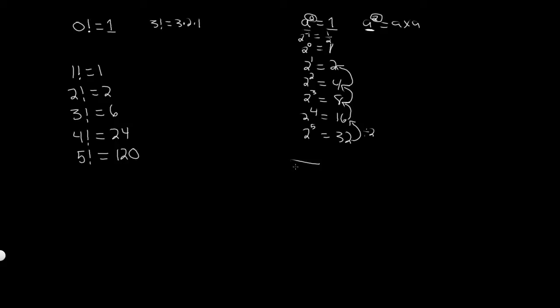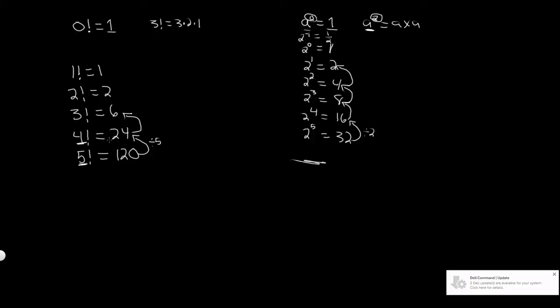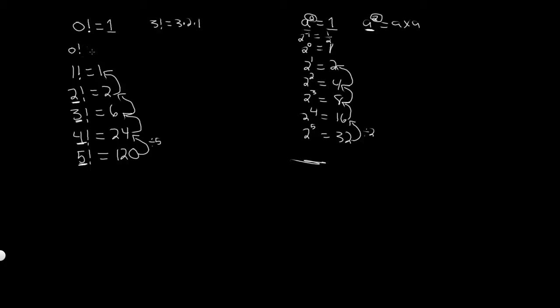Now if we work backwards the same way we did over here, to go from 120 to 24, we divide by 5, right? Because 120 divided by 5 is 24. We go from 24 to 6, we divide by 4. From 6 to 2, we divide by 3. From 2 to 1, we divide by 2. And from 1 to 0, we could divide by 1, right? So 0 factorial is equal to what? Well, we divide 1 by 1, we still get 1.